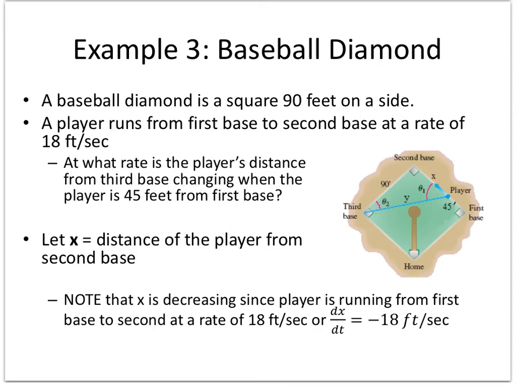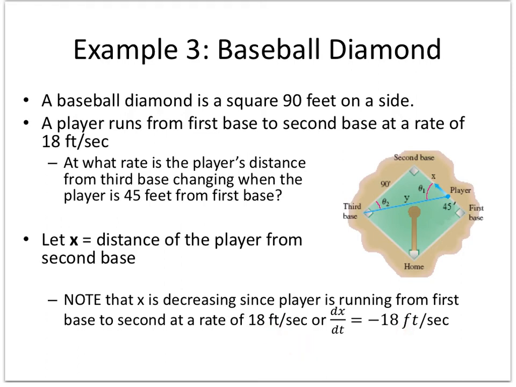All right, so this one, so nicely they give a picture. Let's go back through all this again. From first to second is 90. Second to third is 90. Third to home is 90. It says this dude has left first base and he's 45 feet from first base. So he's right there. He's running at this rate of 18 feet per second. And again, they even labeled this, which is kind of nice. It says let x equal the distance the player is from second base. Okay, so he's here. That distance would be x. And once again, this is the rate that he's running, so x is decreasing since the player is running from first base to second at this rate.